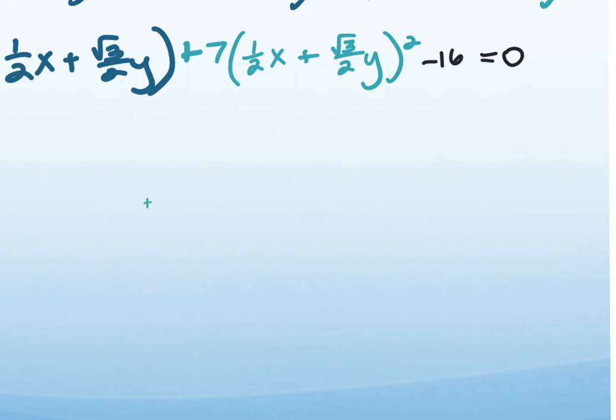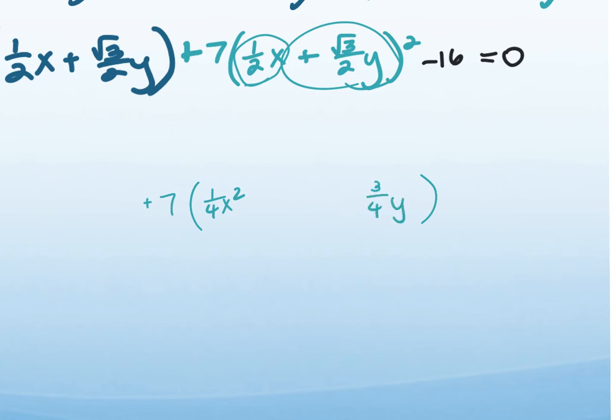So plus 7, same process. Square the first term. So the square of 1 half x would be? 1 fourth x squared. Square the last term, 3 over 4 y squared. Double the product. So product would be root 3 over 4 xy. And then we multiply it by 2, and we keep the denominator as a 4.